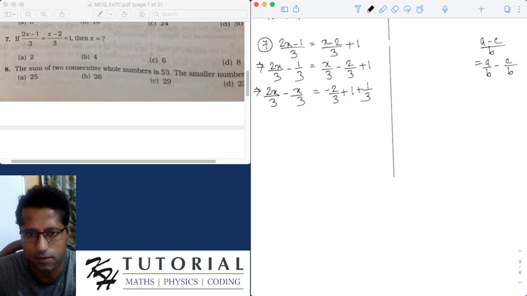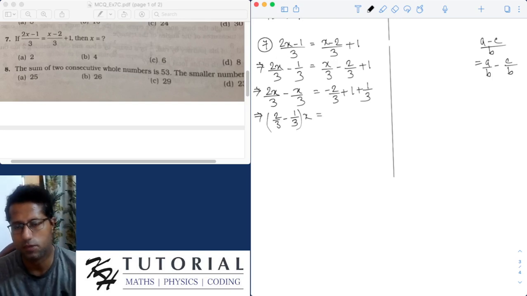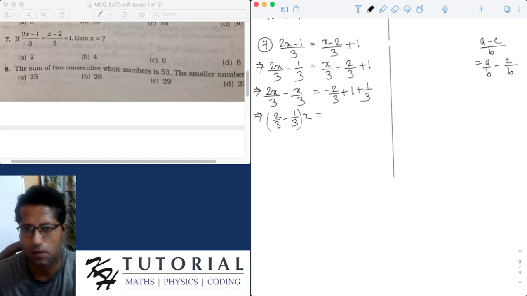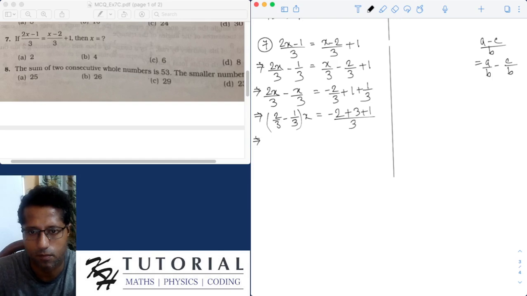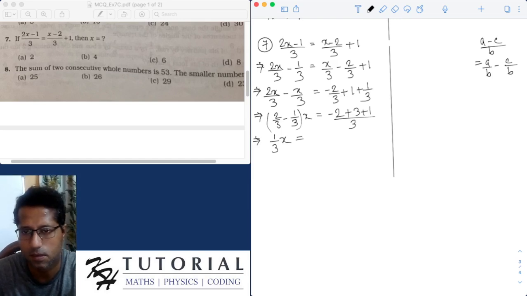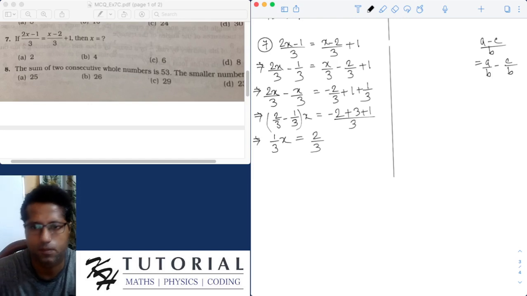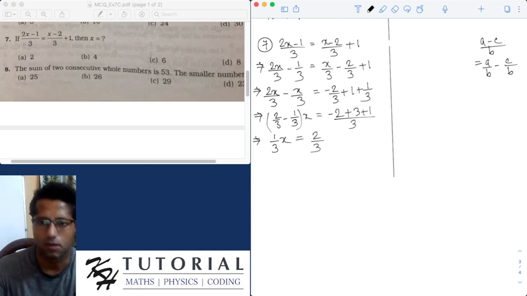So if I further simplify this, the LHS and the RHS, I get 2x by 3 minus x by 3 is nothing but we have to do the subtraction 2 by 3 minus 1 by 3, and we have x equals, on the right hand side we have to simplify it. This is minus 2 plus 3 plus 1 by 3. Now LHS becomes 1 by 3x, and we have the RHS as 2 by 3.